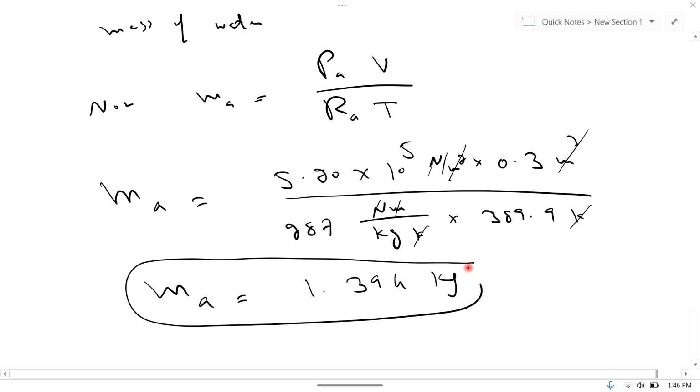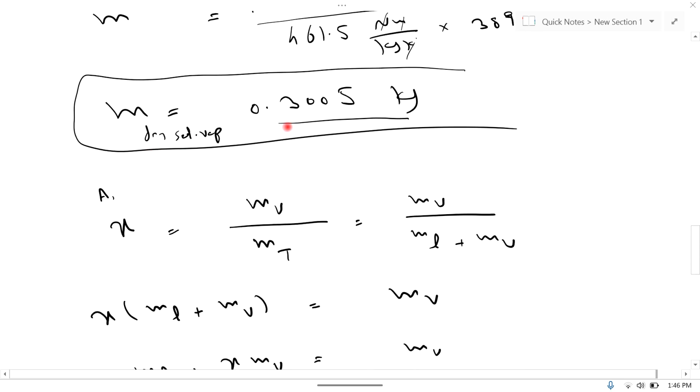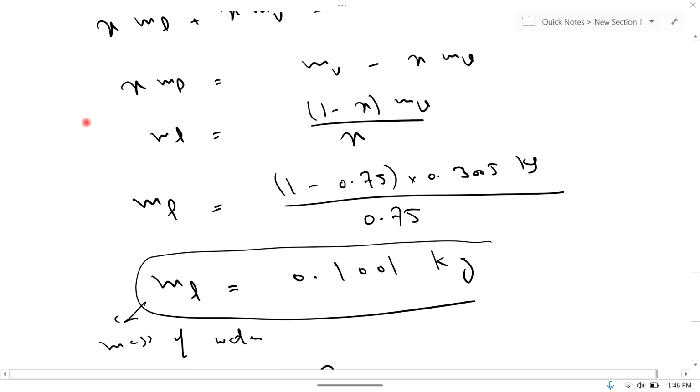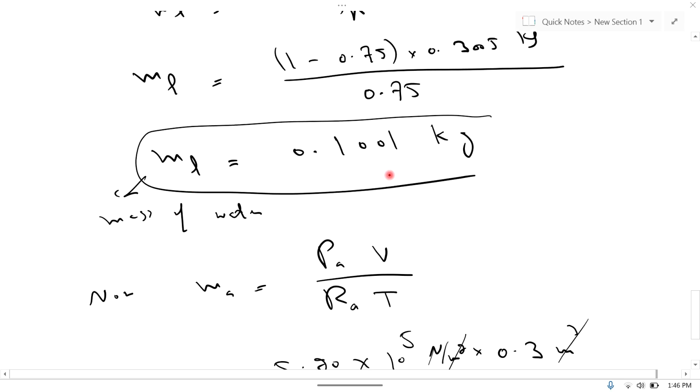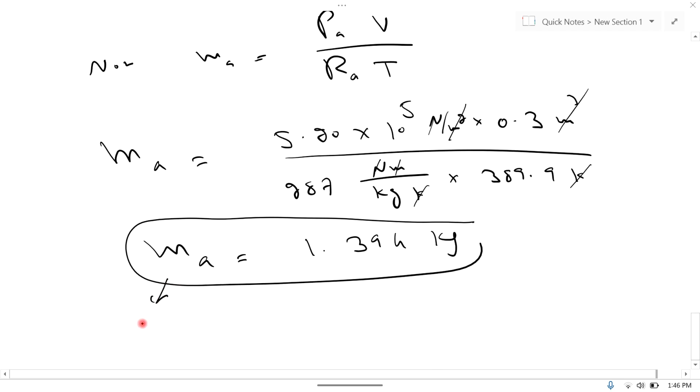So three masses were required. One is the mass of dry saturated vapor, which is 0.3005. Second is the mass of water, which is 0.1001 kg. And third is the mass of air, which is 1.394 kilogram. And this is the end of the problem.